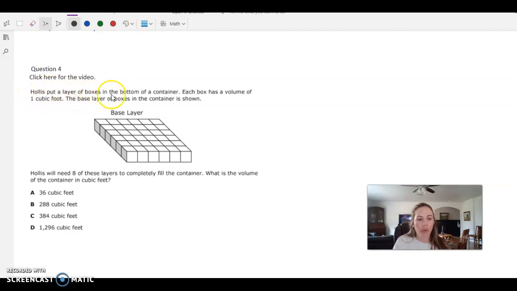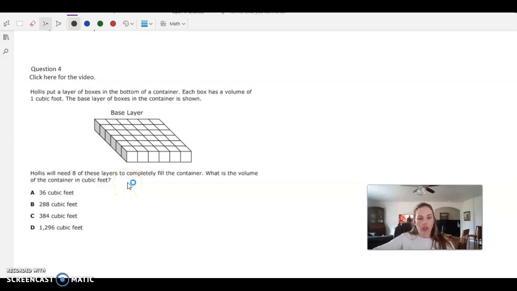Hollis put a layer of boxes in the bottom of a container. Each box has a volume of 1 cubic foot. The base layer of boxes in the container is shown. Here's the bottom or base layer. The base layer is the bottom layer. Hollis will need 8 layers, 8 of these layers to completely fill the container. What is the volume of the container in cubic feet?